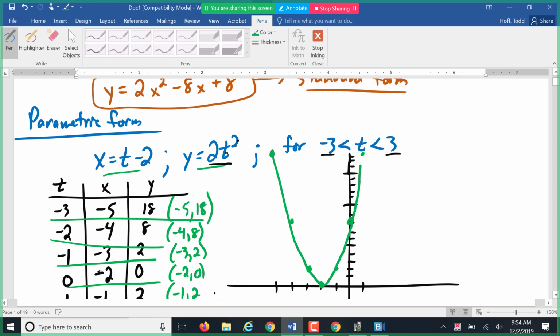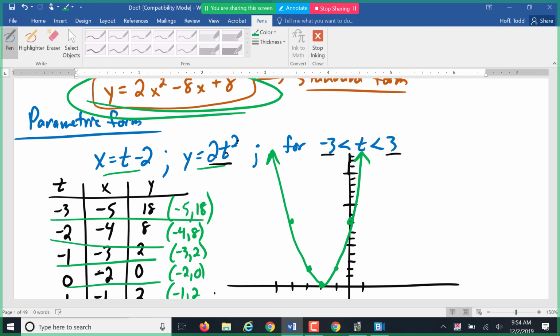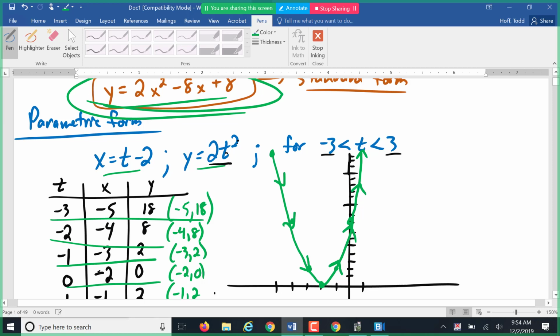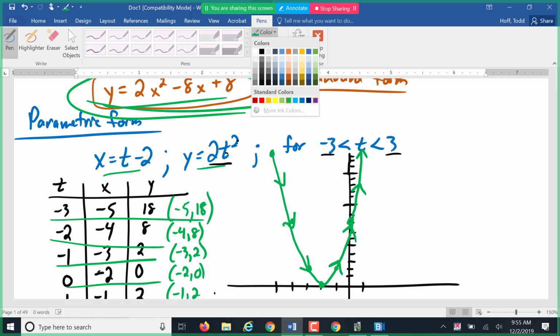This actually is the same equation as I defined up here: y equals 2x squared minus 8x plus 8. Now, if this were in that equation, I would have put arrows on both ends. But since this is a parametric equation, I'm not quite going to do it that way. What I'm going to do is put an arrow along it, actually several arrows along it, pointing in the direction of increasing t.